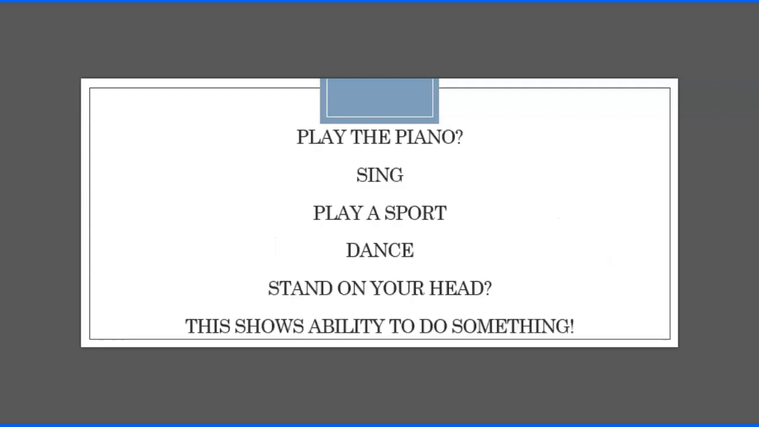And here are some things that I might ask you. Can you do these things? Can you play the piano? Can you sing? Can you play a sport? Can you dance? I know some of you can do that. Can you stand on your head? It shows the ability to do something.